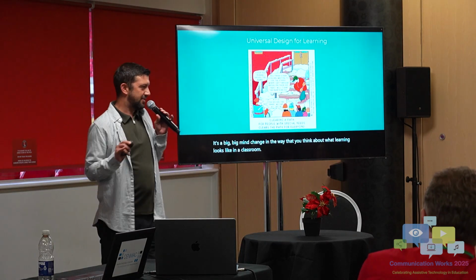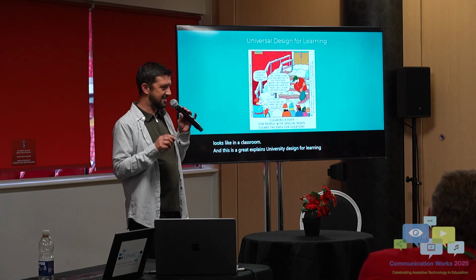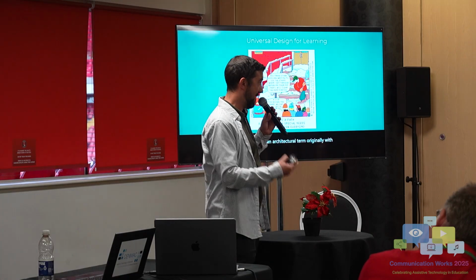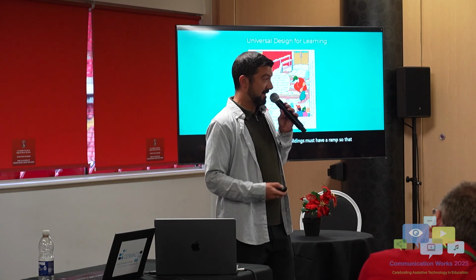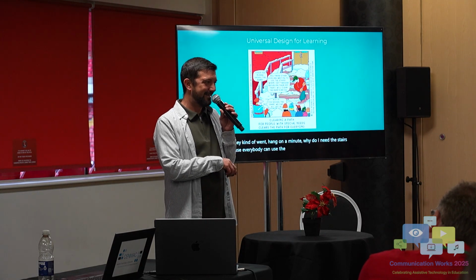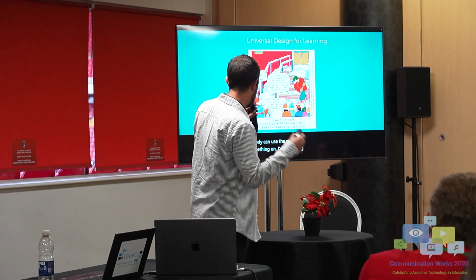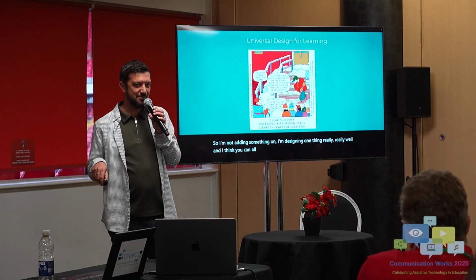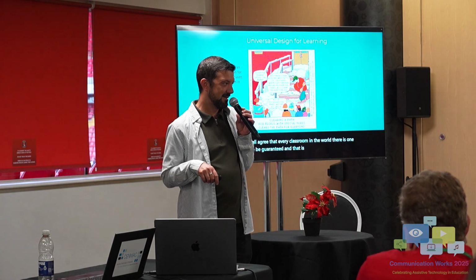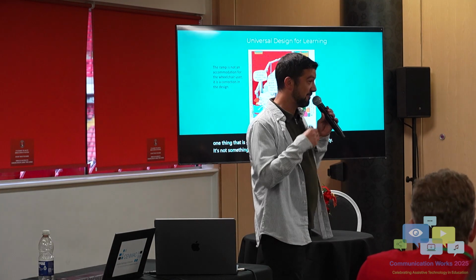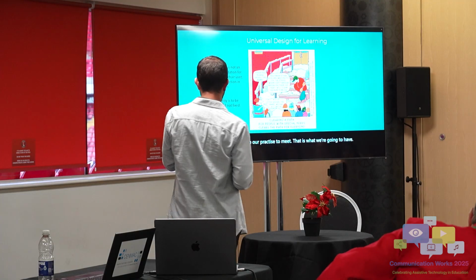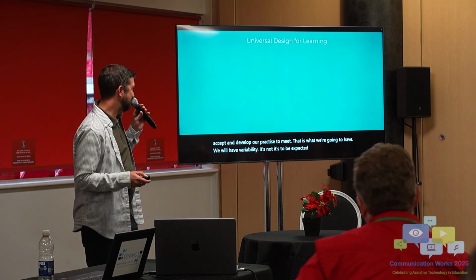And this explains universal design for learning beautifully, because universal design is an architectural term originally, with accessibility law about saying all new buildings must have a ramp so that wheelchair users can access. And then they kind of went, hang on a minute, why do I need the stairs then? Because everybody can use the ramp. So I'm not adding something on, I'm designing one thing really, really well. And I think you can all agree that in every classroom in the world, there is one thing that is going to be guaranteed, and that is variability. It's not something that we're trying to fix, it's something that we need to accept and develop our practice to meet that. That is what we're going to have. We will have variability. It's to be expected, it's not to be fixed.